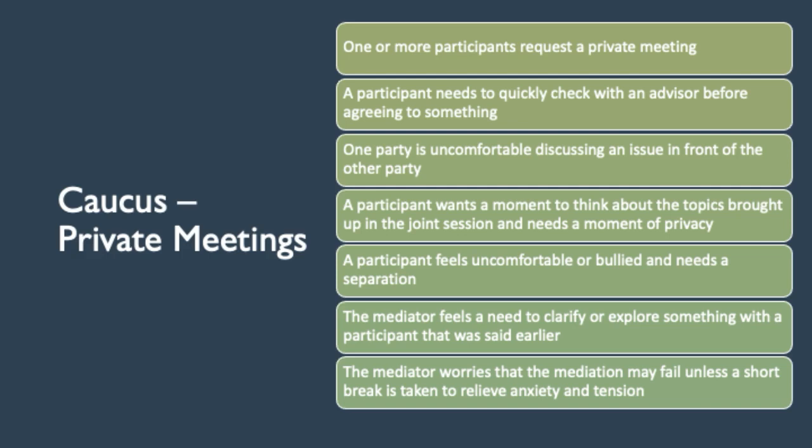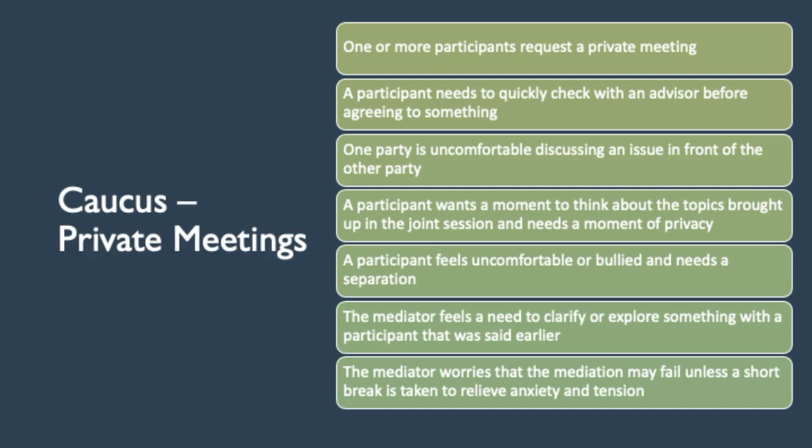Now let's talk about caucus or private meetings. Caucus sessions are private, confidential meetings between mediators and participants, or participants and their advisors. Sometimes during a mediation session, a caucus may be called by either the mediator or participants because of the emotionality of a situation or the complexity of a problem. These private meetings may be called at any time.